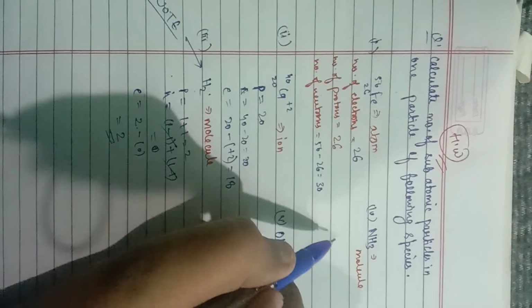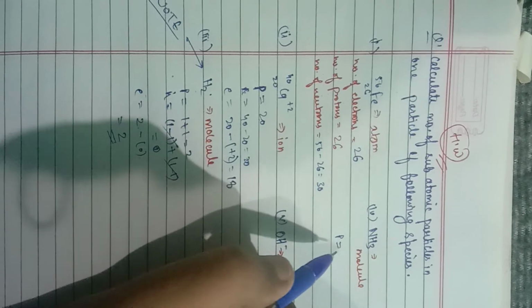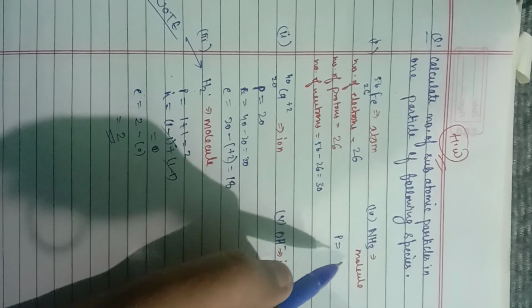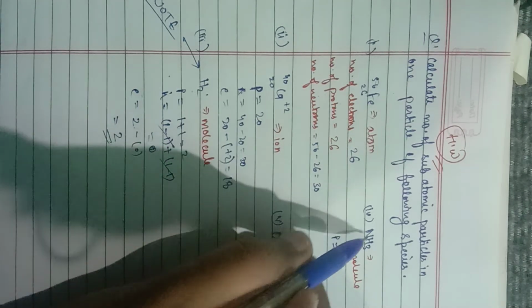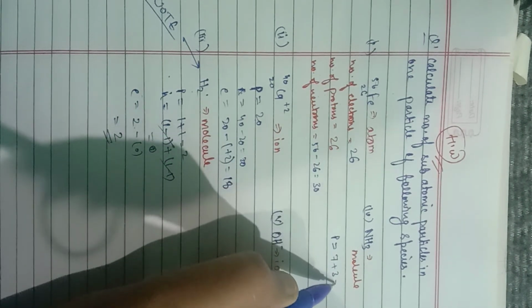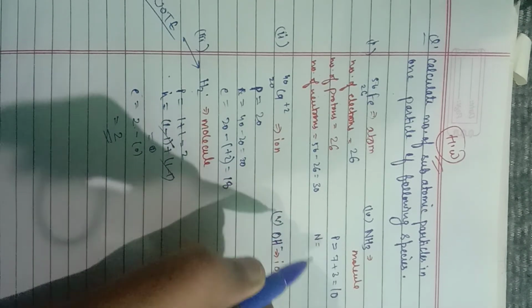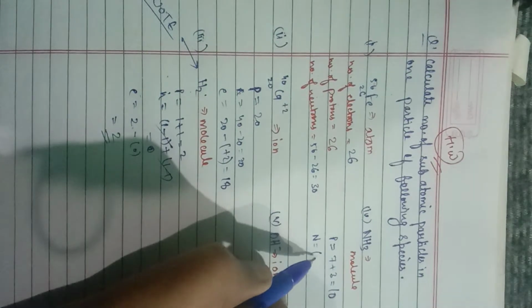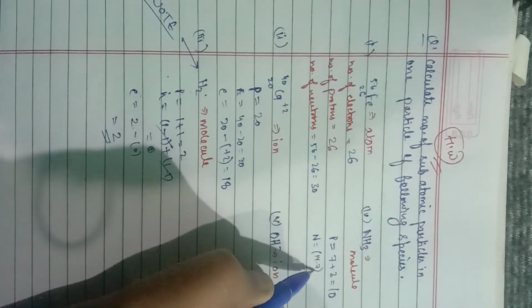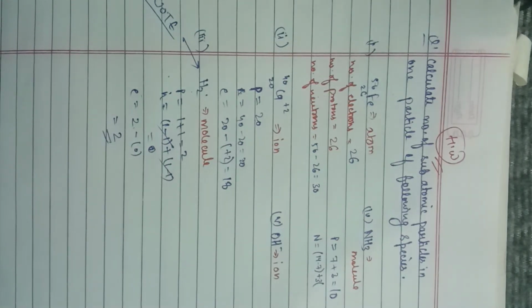Similarly, for NH3, we calculate protons. It is a molecule, so protons is the summation of the atomic number of each atom. So it is 7 plus 3, which is equal to 10. Now we'll calculate neutrons. Neutron is the summation, so it is 14 minus 7 plus 3, because there are 3 atoms.